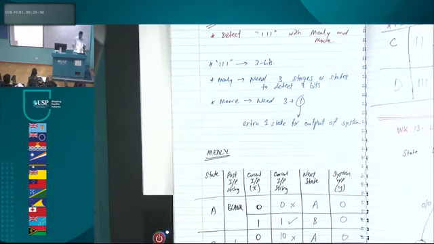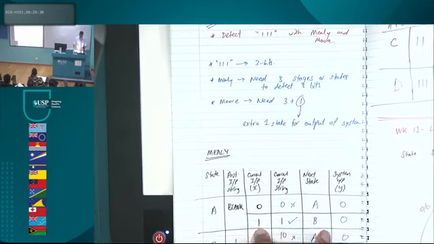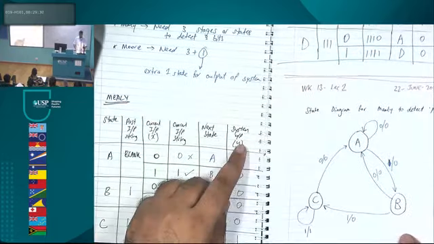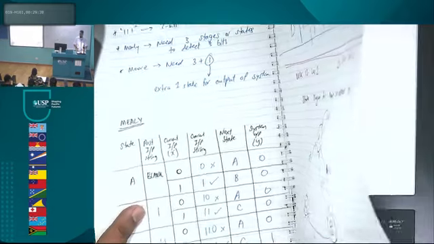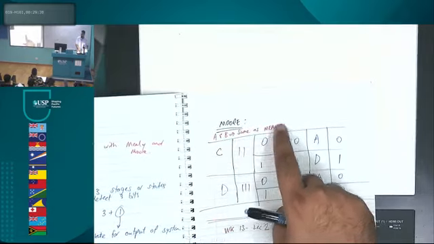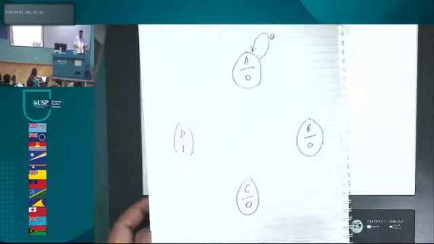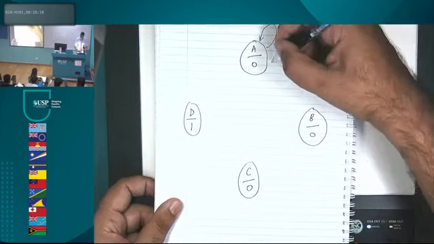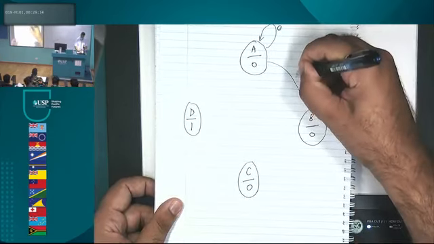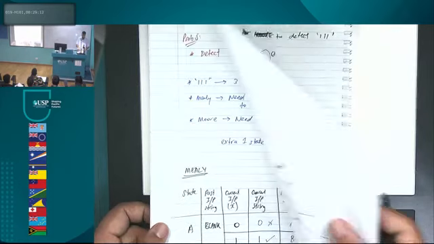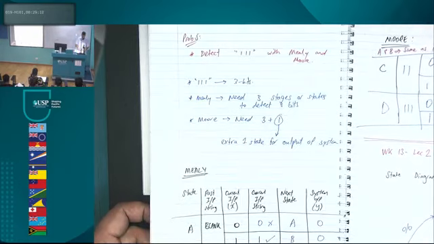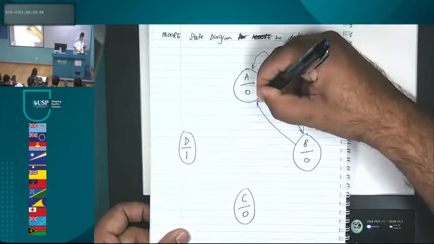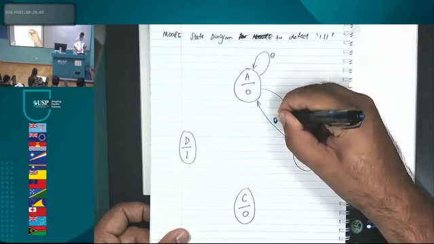Now B. A goes to B if input is 1, output will remain 0. If you look at it, there's only one place where there will be a 1. Remember I've said A and B are the same as Mealy, so that's why I'm referring to the Mealy machine. A goes to B if input is 1. B goes back to A if input is 0.